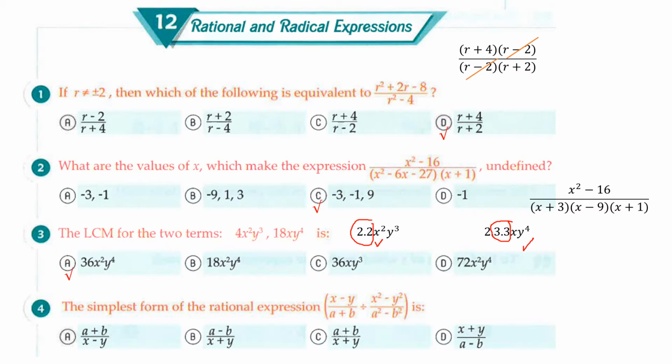And you will get the answer as A. The simplest form of this rational expression: this expression is divided, so we can multiply by its reciprocal like this. And obviously there are common terms, so I can cancel numerator a plus b with denominator a plus b, and I can cancel x minus y with x minus y. So obviously the answer will be a minus b over x plus y.